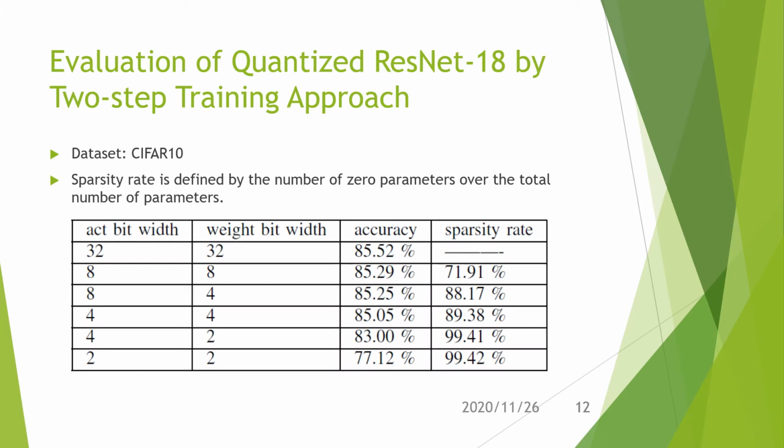We evaluated the accuracy of quantized ResNet 18 by the two-step training approach. We used the CIFAR10 dataset. The sparsity rate is the percentage of zero values for the parameter. Even when we quantized ResNet 18 into 4-bit activation and 2-bit weight, the accuracy degradation is small, while the sparsity rate becomes 99.41%.